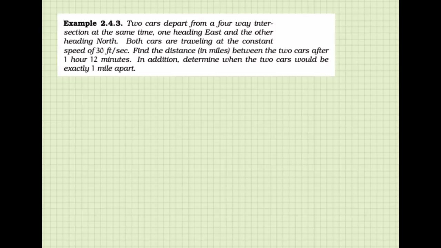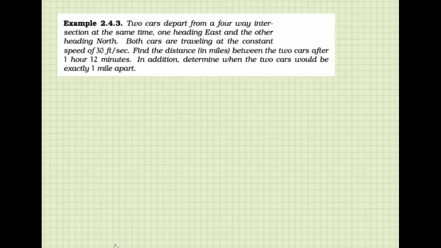All right, so let's look at this example here. Two cars depart from a four-way intersection at the same time, one heading east and the other heading north. Both cars are traveling at a constant speed of 30 feet per second. Find the distance in miles between the two cars after 1 hour and 12 minutes. In addition, determine when the two cars would be exactly 1 mile apart. All right, so we have to sketch and impose a coordinate system. This will start us along.